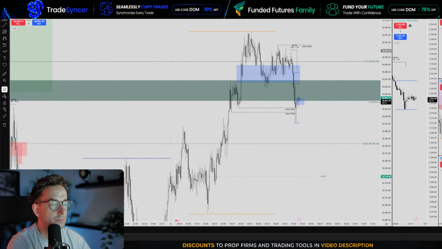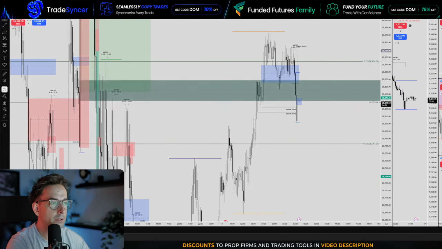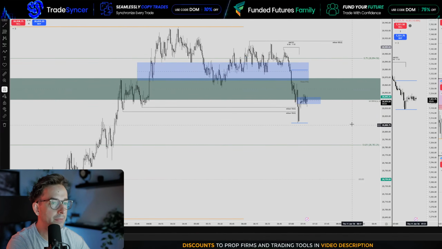3-minute. Again, overall structure is bearish. We took key objectives and price is going to be going lower. And honestly, I don't have that intel right now.